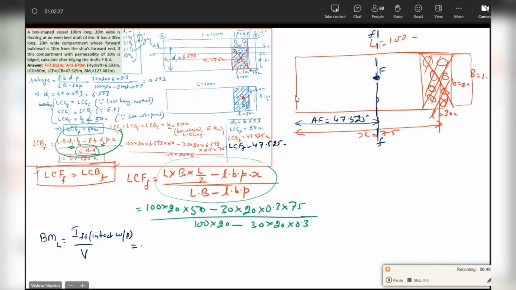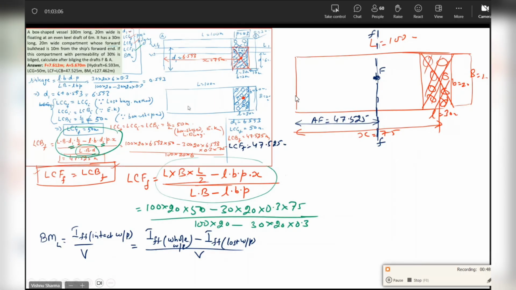This will be equal to, I have two areas. One is the whole, the other is where some of it is lost. So if I subtract the moment of inertia of the lost from the whole, I'll be left with the moment of inertia of the intact. So it will be IFF of the whole water plane minus IFF of the lost water plane, divided by volume of displacement. Does everybody agree with this also? Yes, sir.